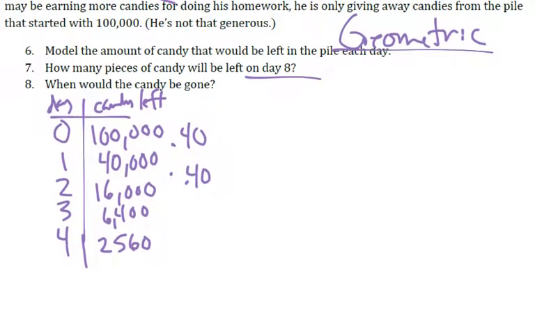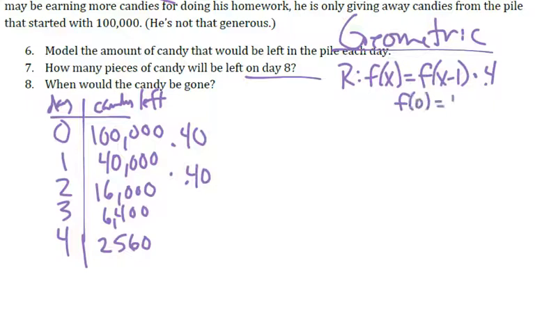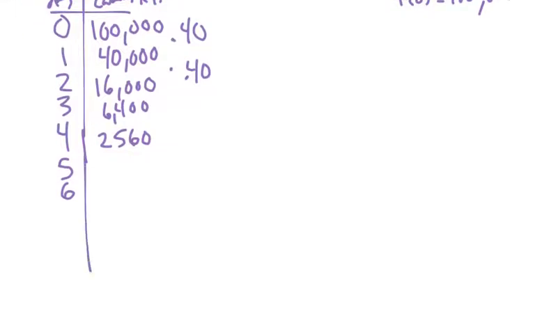Now, could we make an equation out of this? Yeah, we could make a recursive one, which is not very helpful, right? It would look like this, times 0.4, and then f of 0 equals 100,000. Not too helpful, though it does help us fairly easily get to number 8, right?